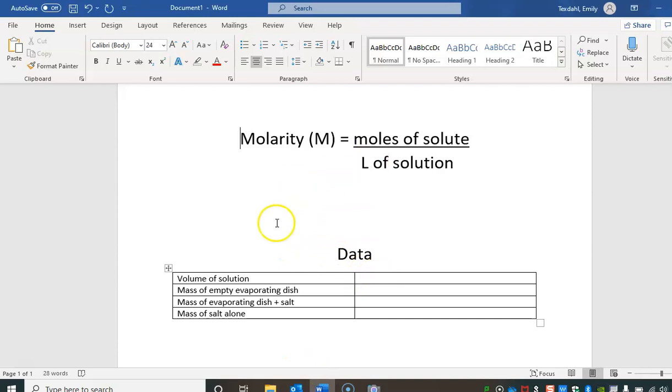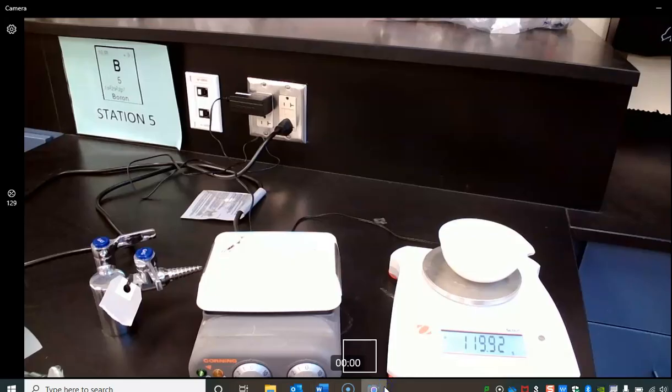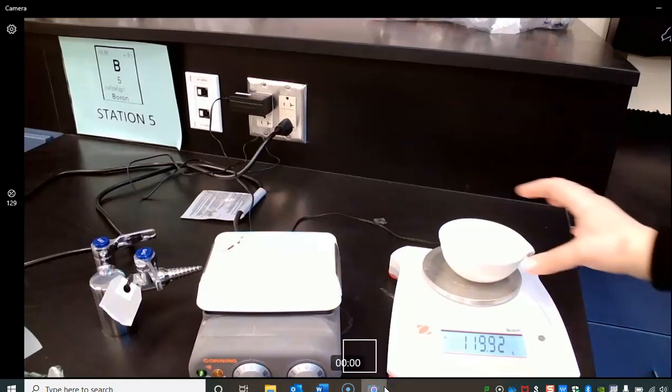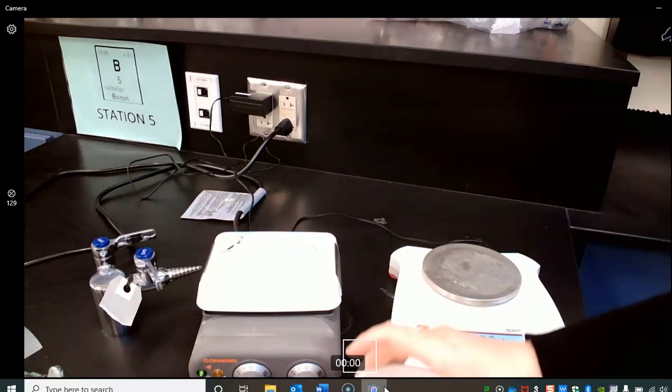So my data table shows the volume of solution, so we're going to write 20.0 milliliters. The mass of the empty evaporating dish is 119.92 grams. All right? So now we can go back to our experiment, and now we can put the solution into the evaporating dish.